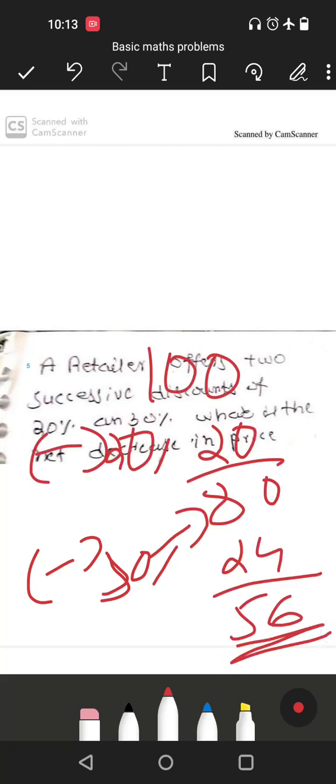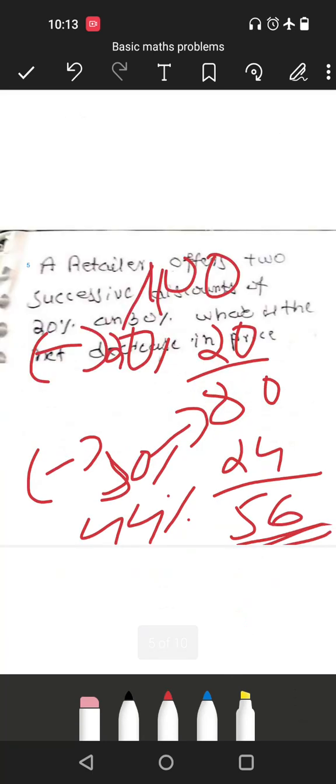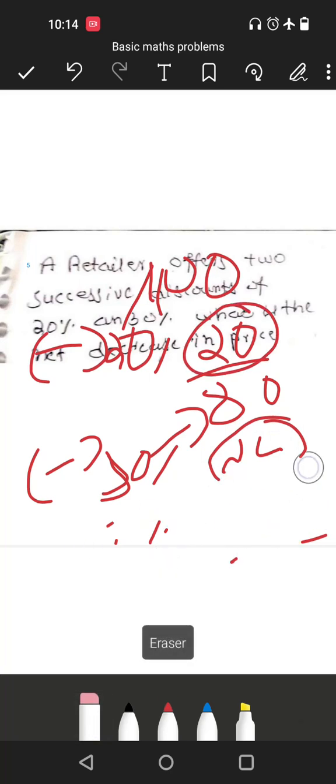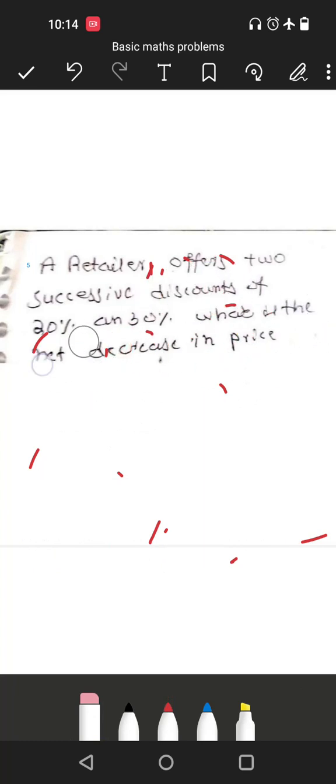So how much decrease in the price have they asked? The 44% decrease in the price. We have considered it as 100, so that is why it is a 44% decrease in the price. You can see here it is a 20 discount, here it is a 24 discount. The total discount is 44, and that much is decreased in the price. So this is the answer for this particular question. I'll go for the next question.